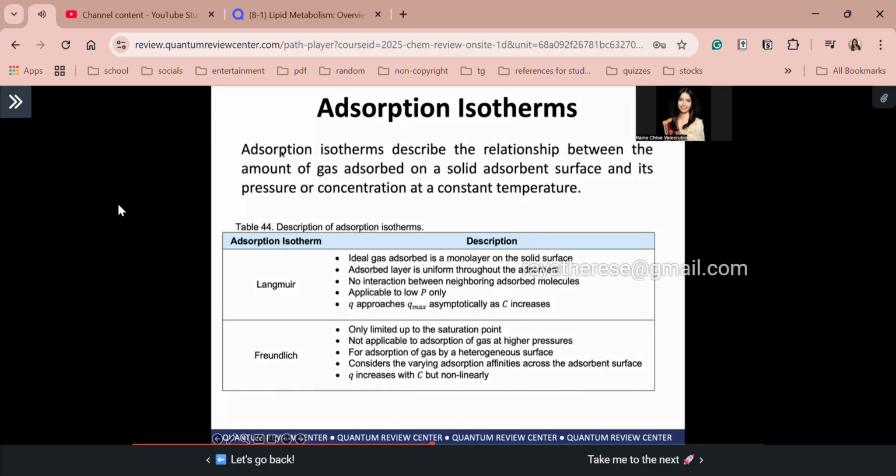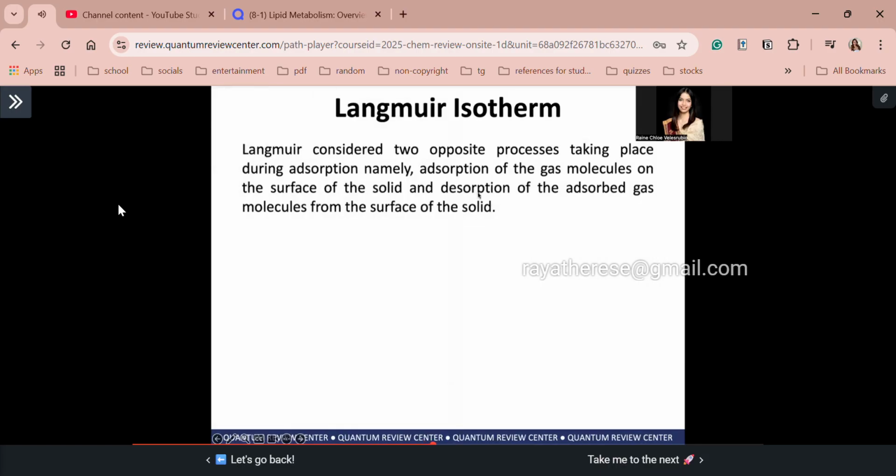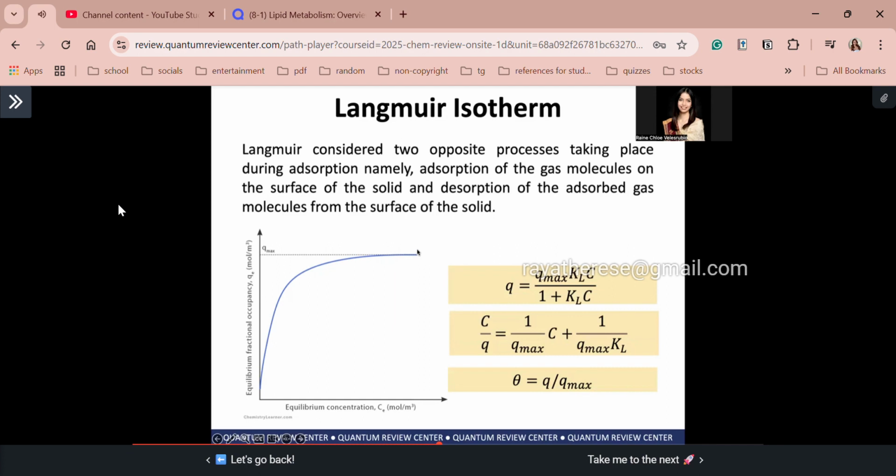Now, let's go to Langmuir isotherm. Langmuir discovered that two opposite processes are taking place during adsorption. Number one, adsorption of the gas molecules on the surface of the solid, and number two, the desorption of the adsorbed gas molecules from the solid surface. So, this is what the Langmuir isotherm looks like. Again, as concentration of the adsorbate increases, the adsorption capacity Q increases as well until Q max is attained. And these are the equations involved for a Langmuir isotherm.